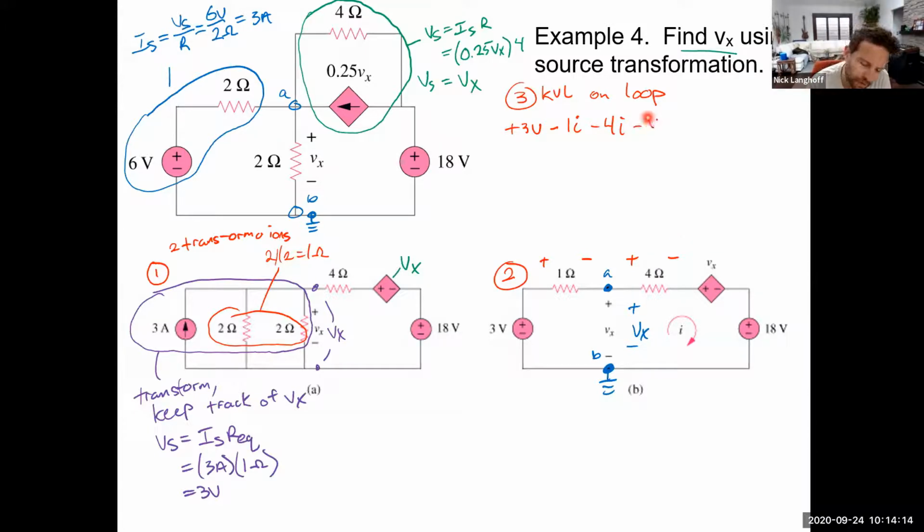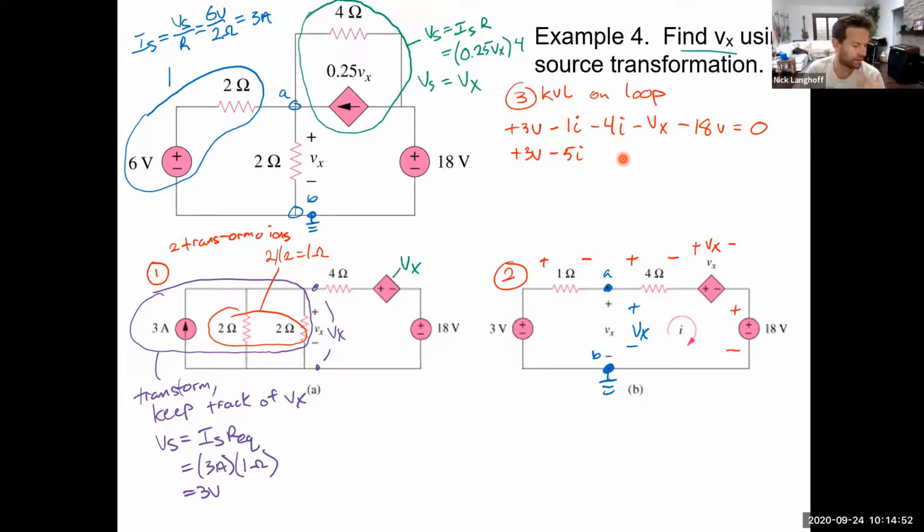We're going to get a minus Vx, that's the drop across that dependent source. And then we're going to get a minus 18 volts, that's the drop across the 18 volt source, is all equal to 0. So let's combine some terms here. We've got the plus 3 volt source. Minus 1I and minus 4I is a negative 5I. Minus Vx, now, so right now we have one equation with 2 unknowns. I is an unknown and Vx is an unknown.